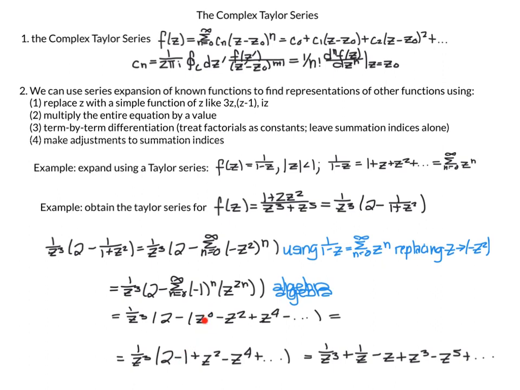Working out some of this, I have my z to the 0, I just plug in my 1, and then I divide everything by z cubed. So my 2 minus 1 gives me 1, so I have 1 over z cubed. I have my z squared over z cubed gives me 1 over z. My minus z to the 4th over z cubed gives me a minus z, and then I keep going from there.